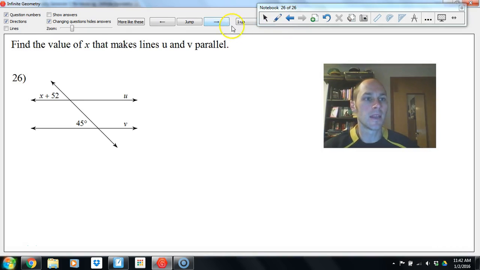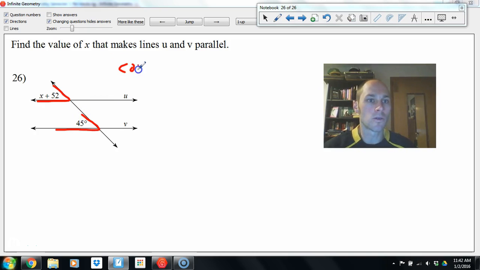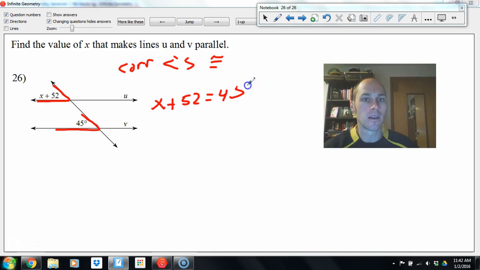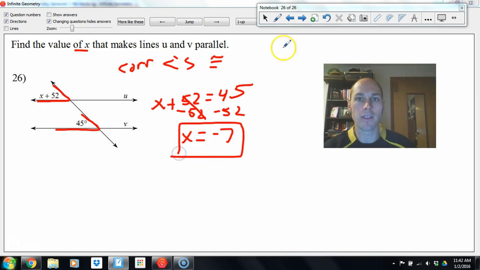Okay, next one. Find the measure to make the lines parallel. So if they're going to be parallel, I know this angle and this angle will correspond. So corresponding angles are congruent. So if corresponding angles are congruent, I can set up an equation that makes their angles equal. So x plus 52 would equal 45. Solve for x, subtract 52 from both sides, and x will equal negative 7. We're just finding the value of x, so that would be all we would have to find there.